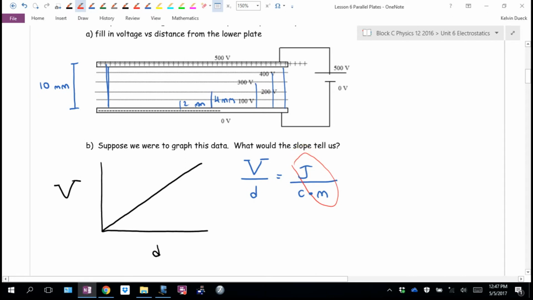Believe it or not, that's something. What do I measure in joules? Work. What do I measure in meters? Is there an equation that has distance and work in it? There is on your formula sheet. You've got to go way back. In fact, it's Physics 11.